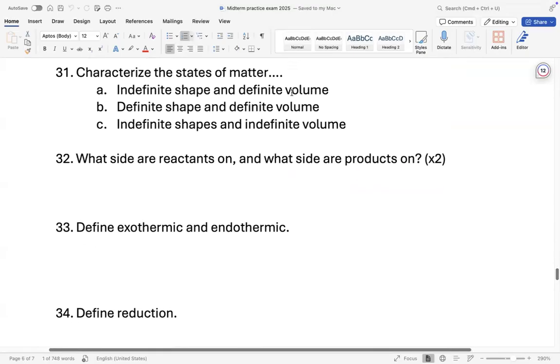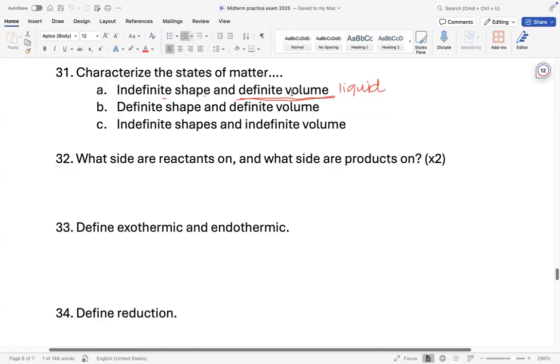All right, 31. Characterize the states of matter. This isn't multiple choice, I wrote it weird. Something that has indefinite shape but definite volume is a liquid. This is the example I gave you when I talked about pouring out water from a water bottle. If the water bottle says it's 100 mL, no matter if I pour it out on the ground or keep it in my water bottle, it's going to stay the same volume of 100 mL. But it's going to take on the shape of its container, meaning it has an indefinite shape. If I pour it on the ground, it becomes a puddle. If I keep it in my water bottle, it takes on the shape of its container.